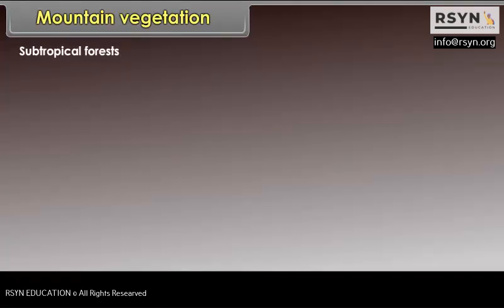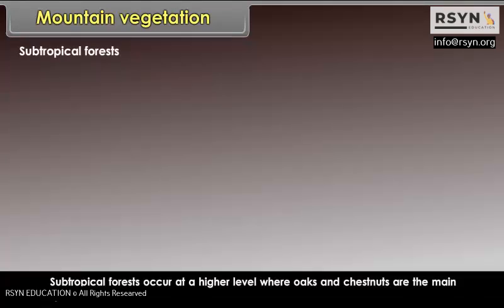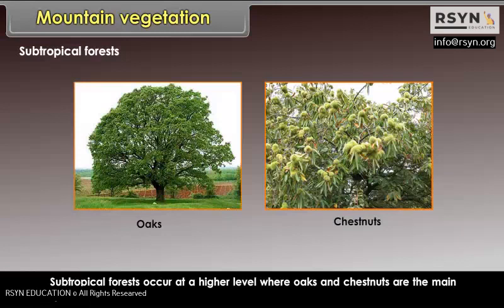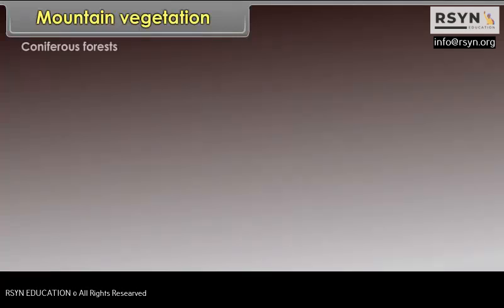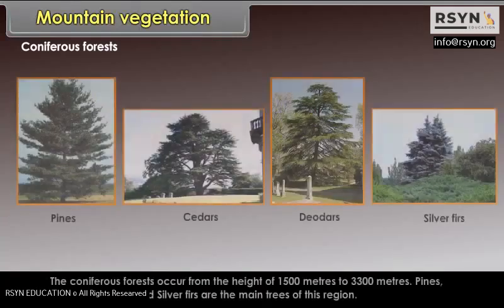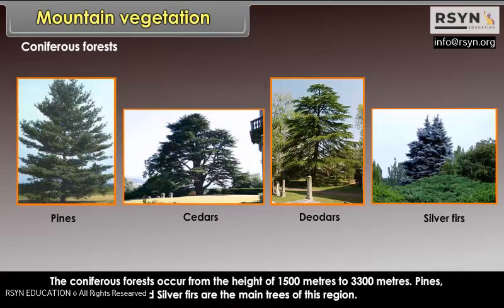Subtropical forests. Subtropical forests occur at a higher level, where oaks and chestnuts are the main species. Coniferous forests. The coniferous forests occur from the height of 1,500 meters to 3,300 meters. Pines, cedars, deodars and silver firs are the main trees of this region.